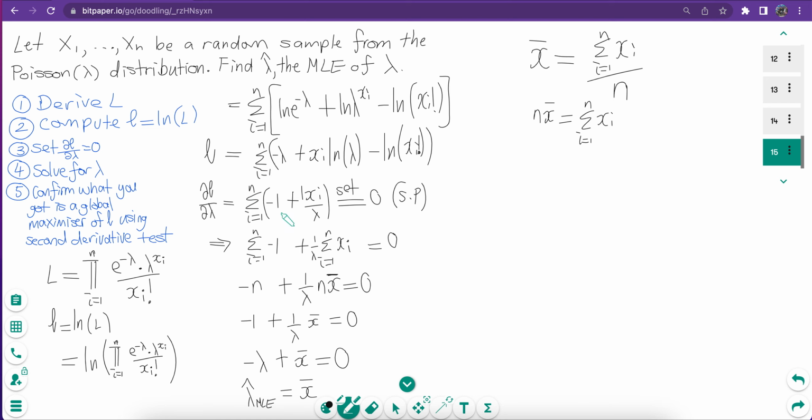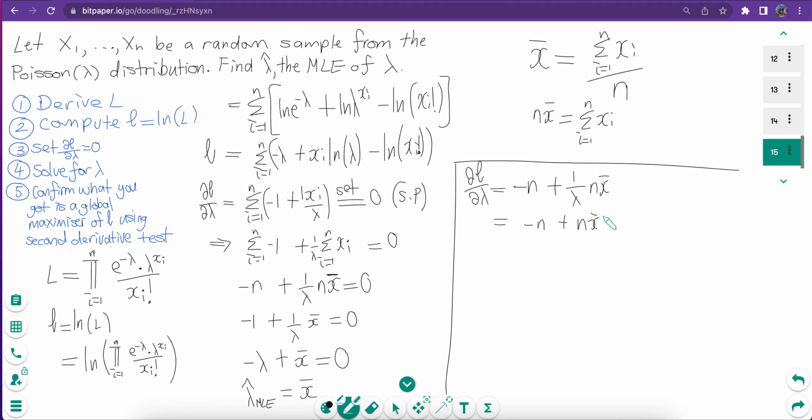So what we can do is take a look at what del L on del lambda was. So del L on del lambda was this, right? So we had, let me write this just another way. So del L on del lambda is equal to -n, and then we saw that this one here was plus 1 on lambda times the sum of x, which was just n x bar. So if I just rewrite this, we get -n plus n x bar lambda to the -1. Might be easier to see it like that.